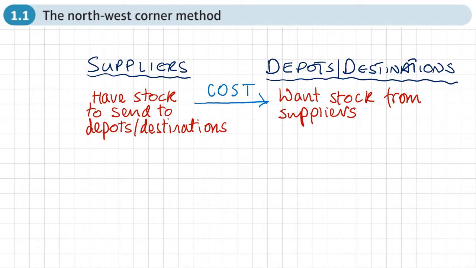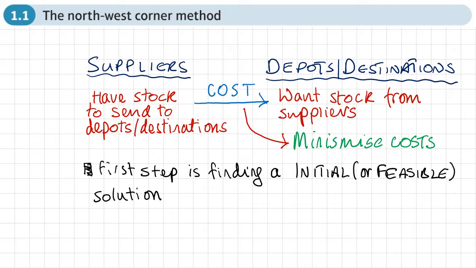But what we're really interested in is the cost involved in transporting stock from the suppliers to the depots. And we're going to be using algorithms that allow us to minimize the cost of transportation. So we want to minimize the costs of transporting the stock from the suppliers to the depots or destinations. And our first step is finding what we call an initial or feasible solution. And that's where this northwest corner method comes in.